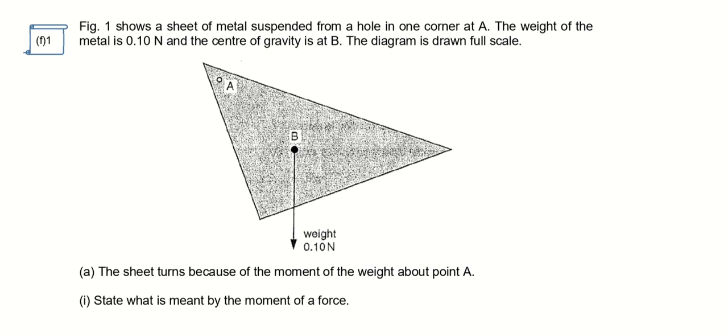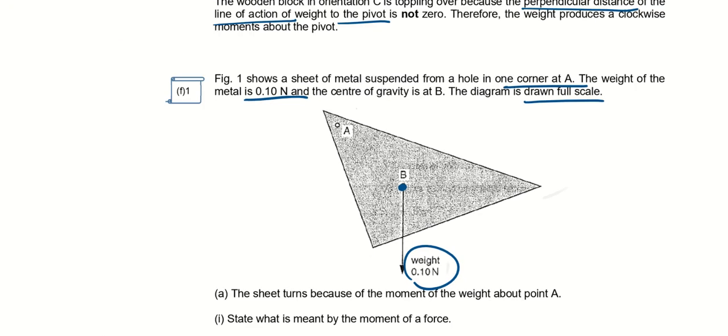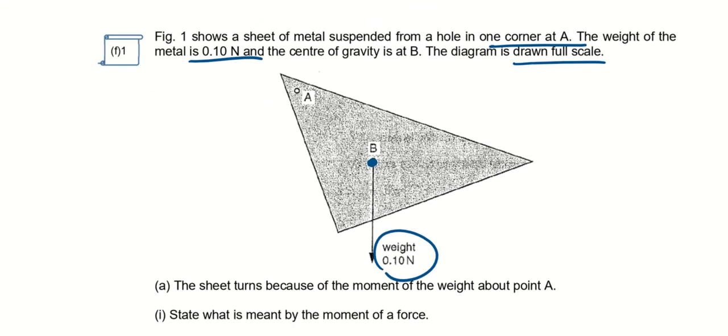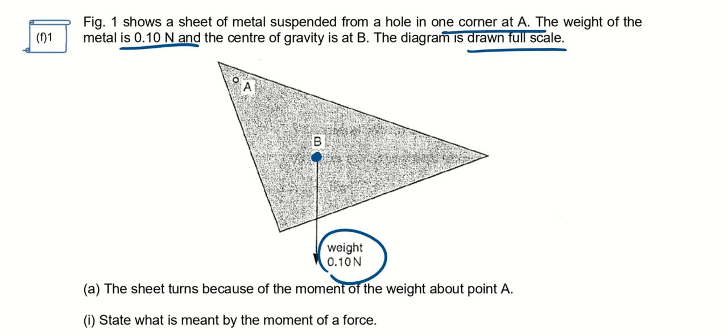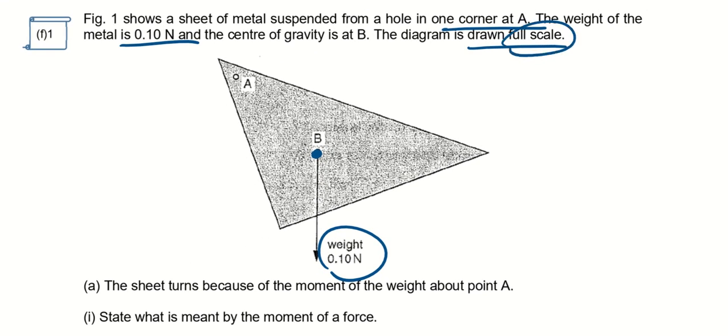Now, figure 1 shows a sheet of metal suspended from a hole in one corner at A. The weight of the metal is 0.1 Newton. Okay, so this is the weight, and the center of gravity is at B. So these are the things that we take note of. The diagram is drawn full scale. What I have done here may not be what is in your paper, because here I can zoom in and out, but your paper is printed, so it's fixed. Later on, if it's drawn full scale, that means you are able to measure.